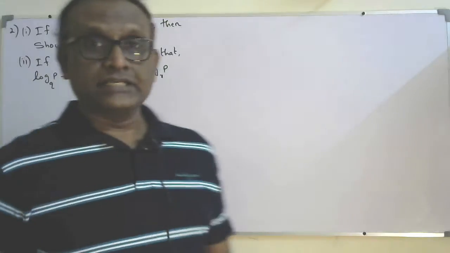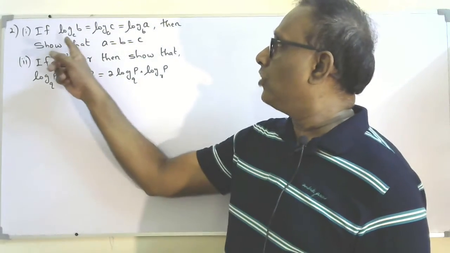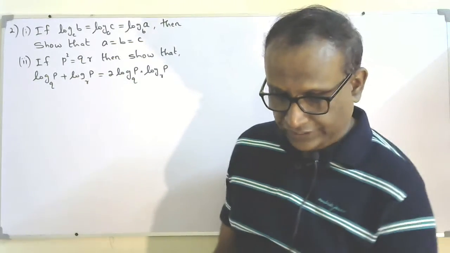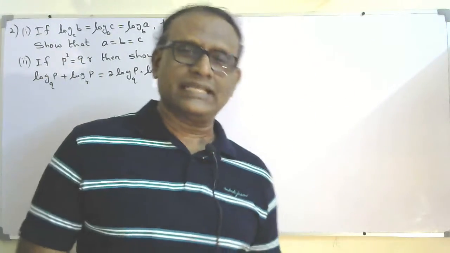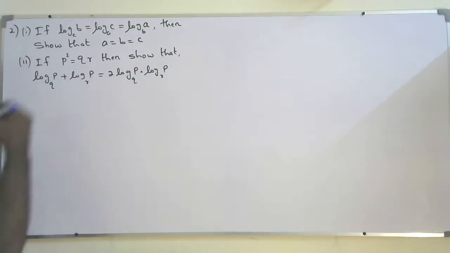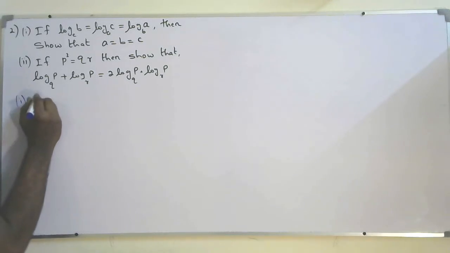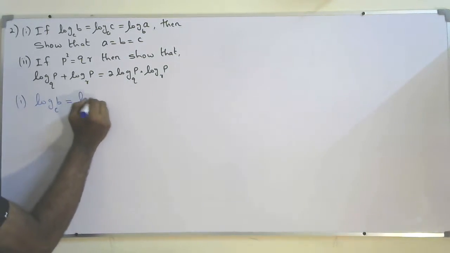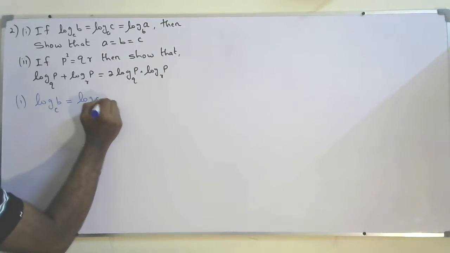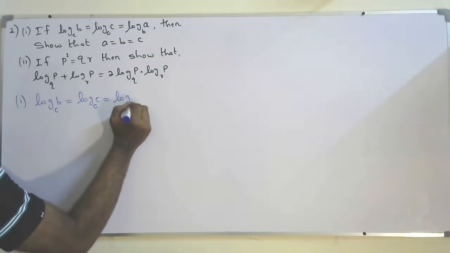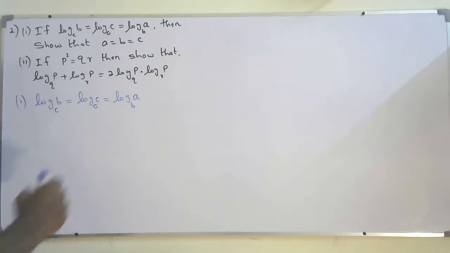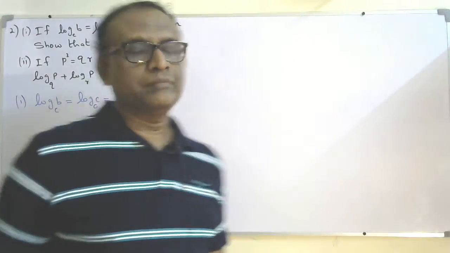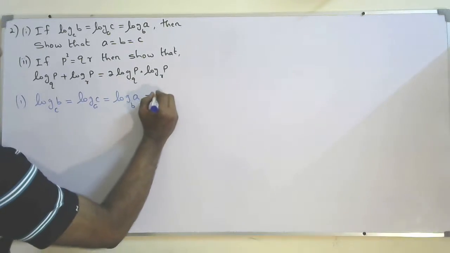Okay, so this is the second question. If log c of b equal log a of c equal log b of a, show that a equal b equal c. That's simple actually. So I can write the first part, log c of b equal log a of c equal log b of a, all three are the same, equal, it's given. So let it be k. Simple, I'll say let it be k.